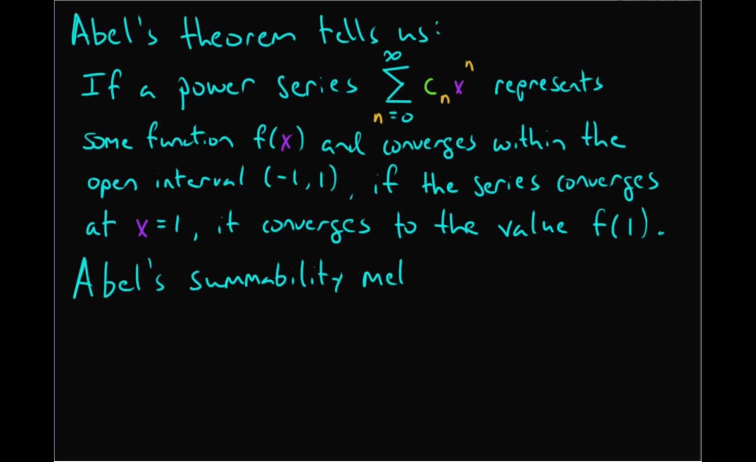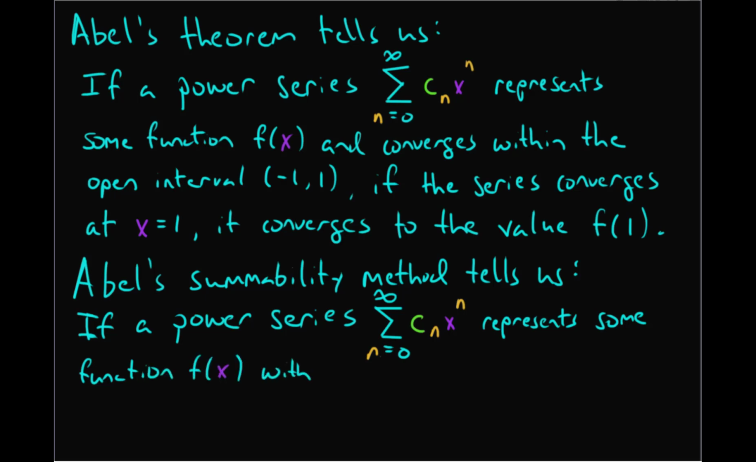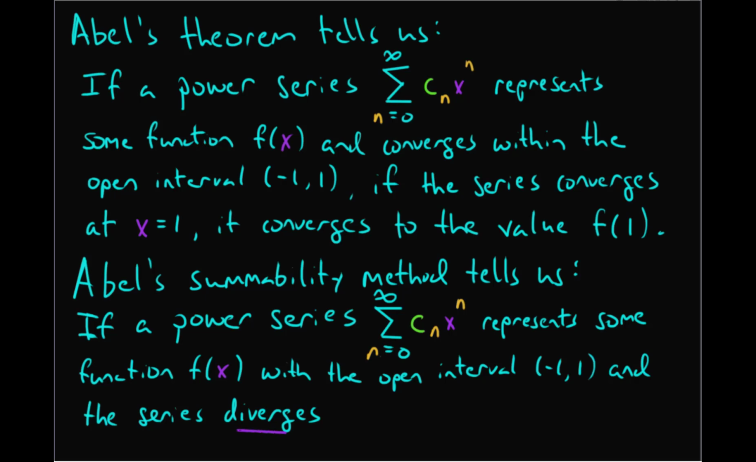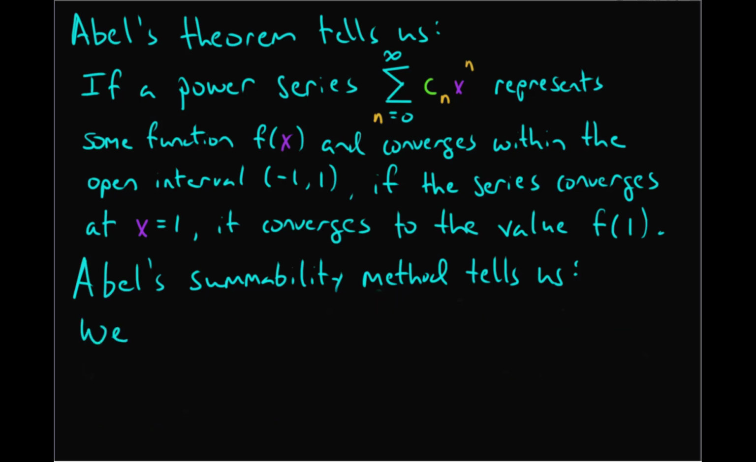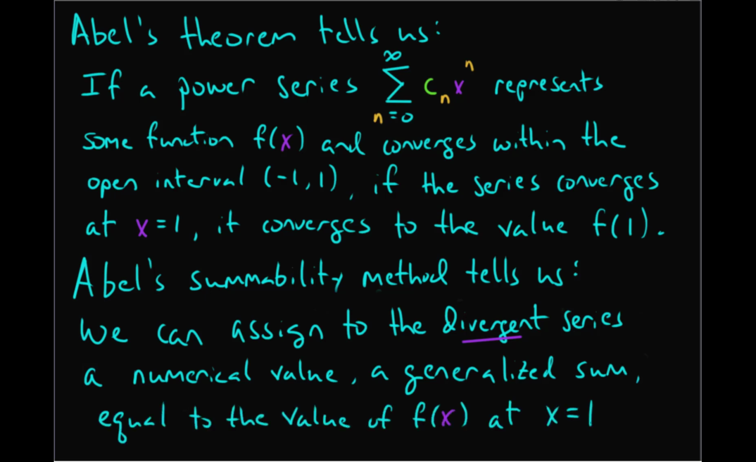And in a sense, Abel's summability method sits on top of the foundation of Abel's theorem, because the summability method tells us that if a power series, which can be written as the sum from n equals 0 to infinity of the terms c sub n times x to the n, represents some function f of x within the open interval from negative 1 to 1, but the series diverges at x equals 1, we can reasonably assign to the divergent series a numerical value, a generalized sum, if you will, equal to the value of f of x at x equals 1, equal to f of 1.